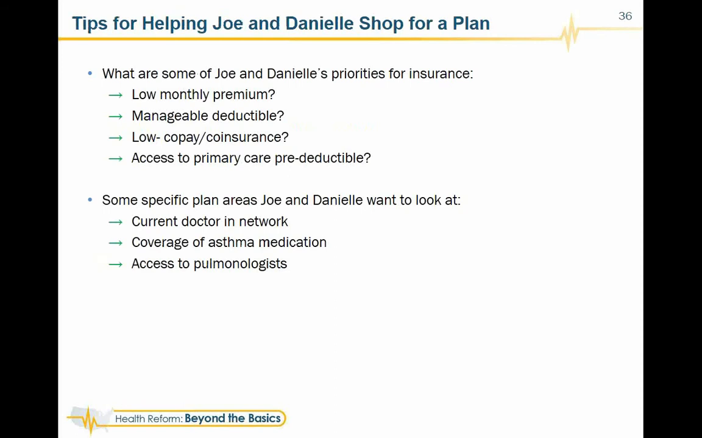So how can we start helping Joe and Danielle narrow down plan choices? There are a lot of plan options in the Miami area. So when comparing plans, it's important to figure out what some of Joe and Danielle's priorities might be. Do they care about a low monthly premium, a manageable deductible, low copays or coinsurance, or access to primary care pre-deductible? We also want to consider some specific plan details that Joe and Danielle want to look at.